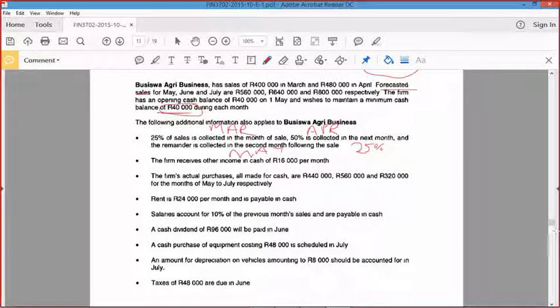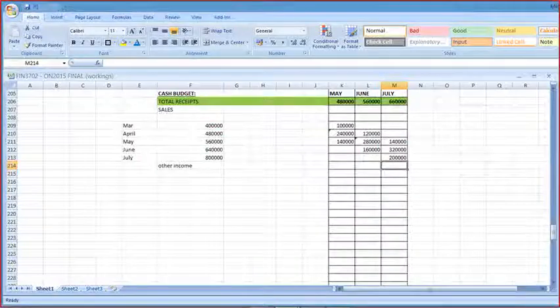Right, you just need to look at any other income if there is. I think there was in this question. Did they talk about other income? Yes, they did. Okay, so now we've done that point. I've done point number 1. I can tick it. I'm happy with it. I can move on. Okay, the firm receives other income in cash, 16,000 per month. So I need to put that in.